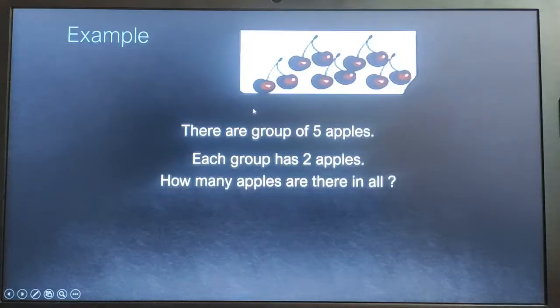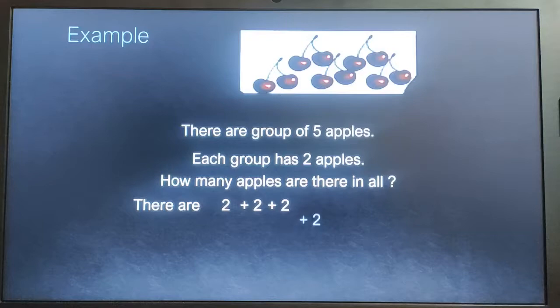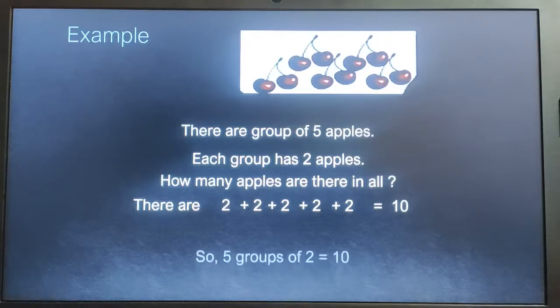So how many apples are there in all? To find this out, what will we do? There are 2 plus 2 plus 2 plus 2 plus 2. So there are a total of 10 apples over here. Can you count? 1, 2, 3, 4, 5, 6, 7, 8, 9 and 10. There are a total of 10 apples in 5 groups.